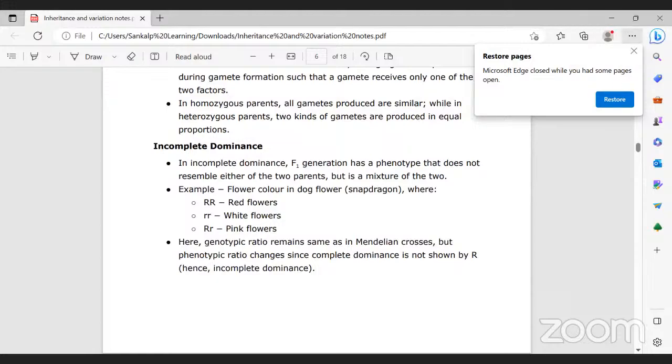In incomplete dominance, the F2 generation has a phenotype that does not resemble either of the two parents but is a mixture of the two. Example, flower color in dog flower, snapdragon, where RR are red flowers, rr are white flowers, Rr are pink flowers. Here, genotypic ratio remains the same as in Mendelian crosses, but phenotypic ratio changes since complete dominance is not shown by R, hence incomplete dominance. Okay, fine. Thank you. Let us proceed to some questions.